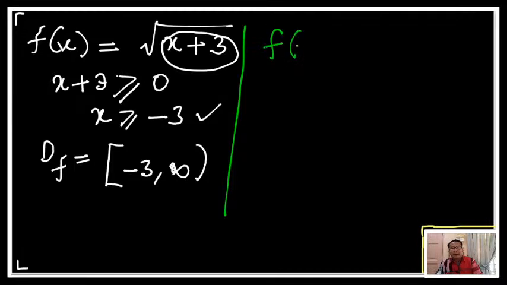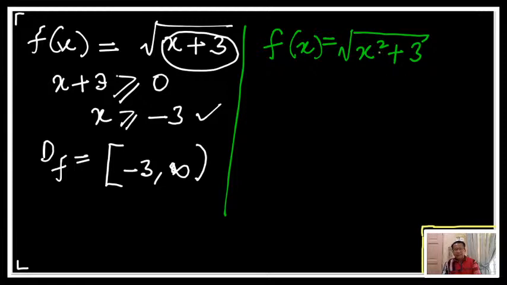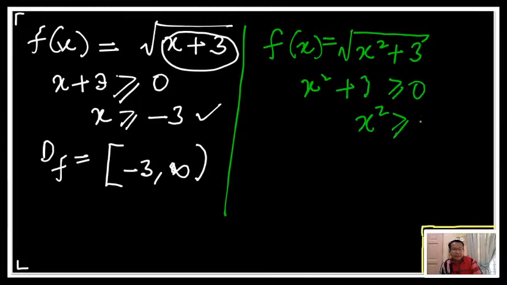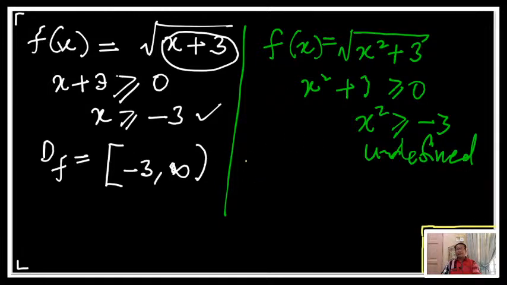Let's say we have the square root of a degree 2 polynomial, x² + 3. There is no x that we can substitute into this expression that makes it negative, because you have plus here. The square makes everything non-negative. So, x² + 3 greater than or equal to 0, x² greater than or equal to -3. This is undefined. So, the domain is all real numbers.